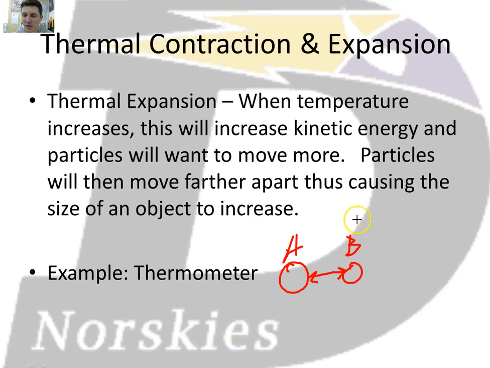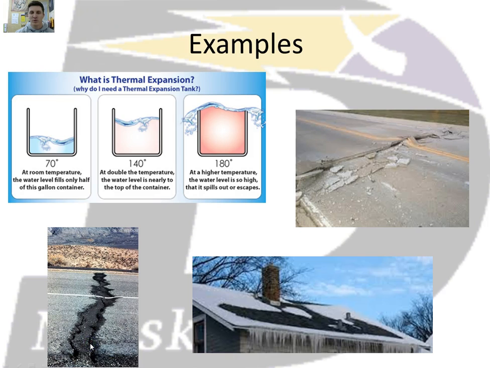So as more energy goes into the system, say this is energy, particle A and particle B are going to spread further apart from one another. And that's essentially what we have going on in thermal expansion. So what are the applications to this process? What do we need to know specifically? Well, it's quite simple. Here are some examples.